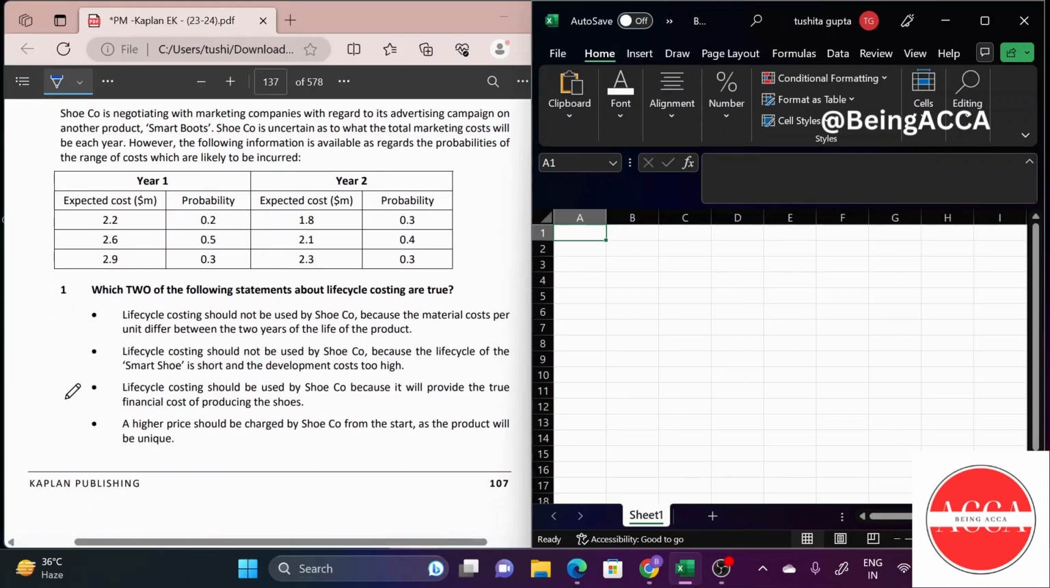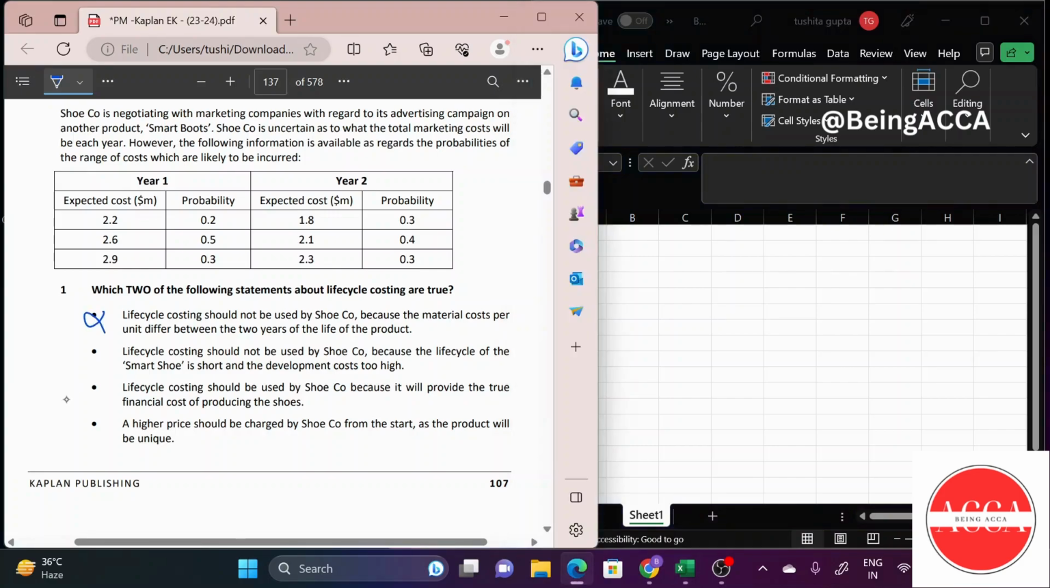Which two of the following statements about life cycle costing are true? Life cycle costing should not be used by Shoe Company because the material cost per unit differs between the 2 years of the life cycle of the product. No, this is wrong. This is not a satisfactory reason to discard life cycle costing. Life cycle costing can take into account different material costs even if they differ in the 2 years of the life. Life cycle costing should not be used by Shoe Company because the life cycle of the smart shoe is short and development costs are too high. No, this is also not a sufficient reason to discard life cycle costing. Although these two are the remaining statements, so these have to be the answer, let's still discuss.